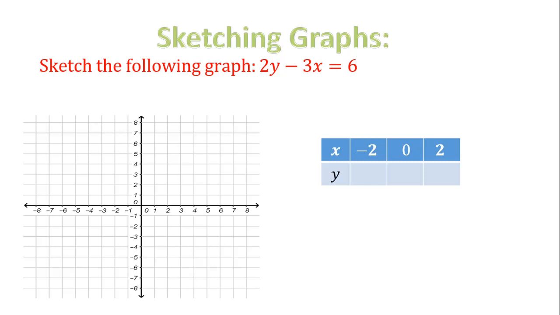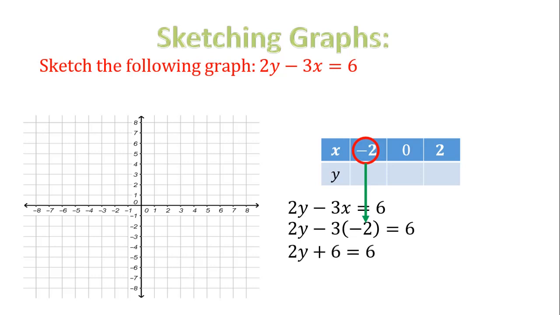Let's get into it. We write down our equation. We take our first x value, which is -2, and we substitute it in place of x. So we have 2y minus 3 times -2 equals 6. And now we solve for y. So 2y minus 3 times -2 is plus 6 equals 6. I subtract 6 from both sides, and so I have 2y equals 0. Then I divide both sides by 2, and I have y equals 0. And so now I write my 0 under my -2.